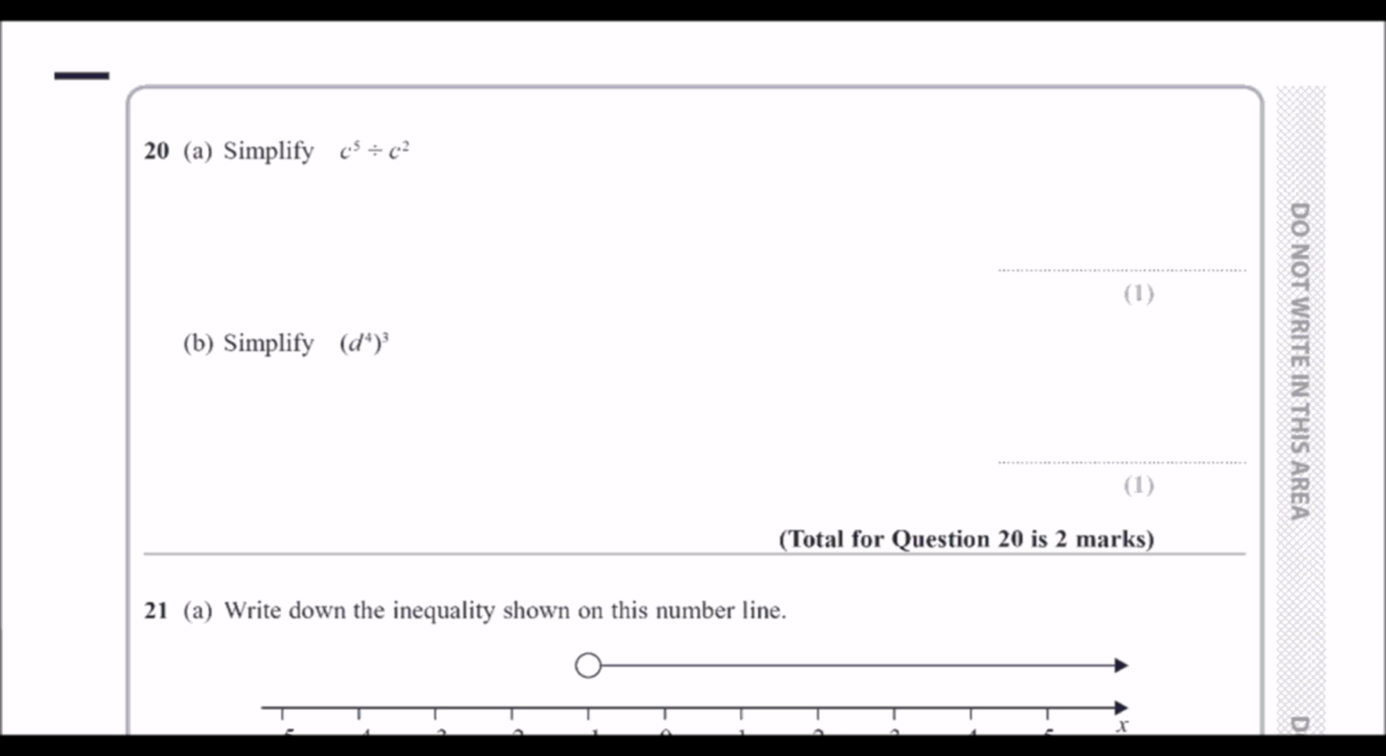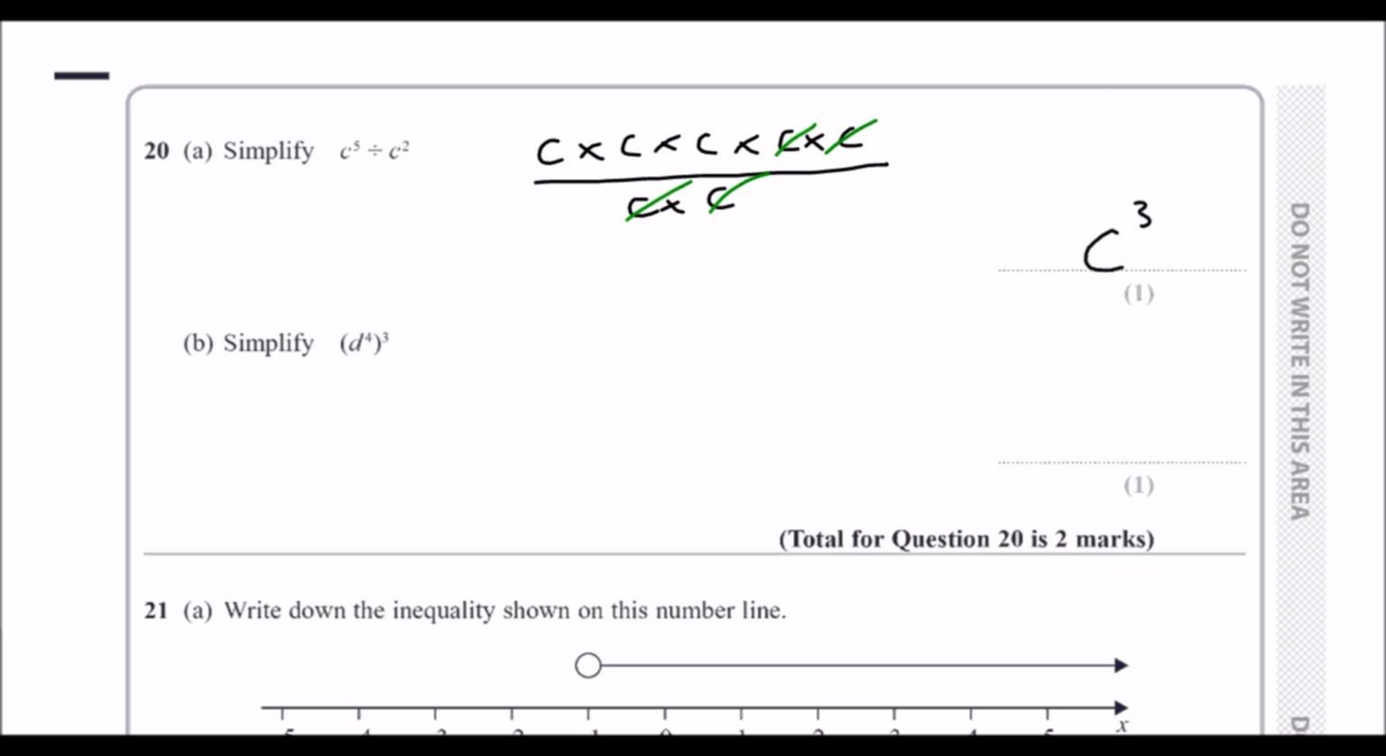Question 20. Part A, simplify c to the power of 5 divided by c squared. When we divide indices, we take away the powers. So we've got 5 take away 2, which is 3. We're left with c cubed. That's because we've got c times c times c times c times c divided by c times c. So if we cancel off 2 c's, we're left with c times c times c, which is c cubed.